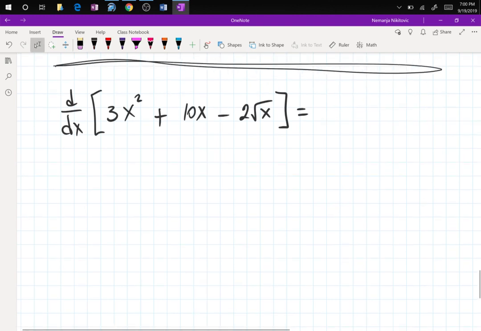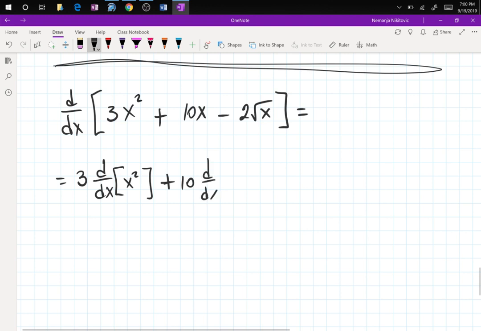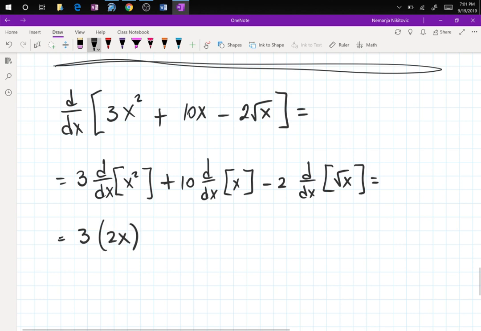So you kick 3 out, and you take the derivative of x squared, plus you kick 10 out, and you take the derivative of x, and you kick out negative 2, and you take the derivative of square root of x. And you know each one of these derivatives separately. So 3 times 2x, the derivative of x squared is 2x. You drop down the 2. You're using the x to the n rule. So you drop down the 2, and then 2 minus 1 is 1 as the exponent, so 2x.